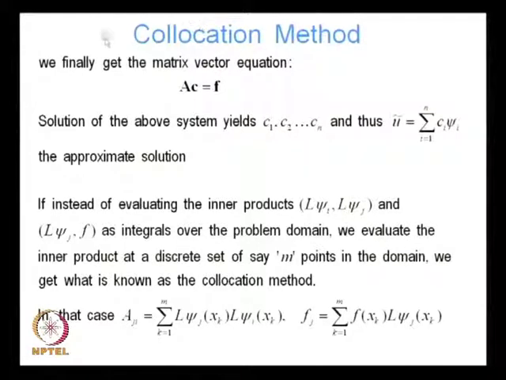We finally get the matrix vector equation AC is equal to F. Solving the above system yields C1, C2 through Cm, and once I get those, I get U tilde is equal to sigma Ci psi i. So that is my least squares method.